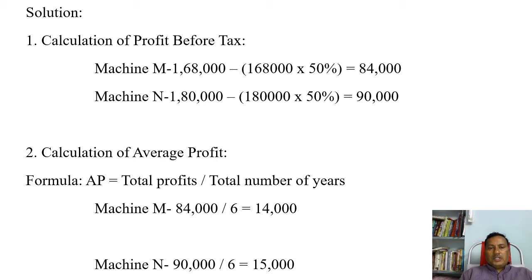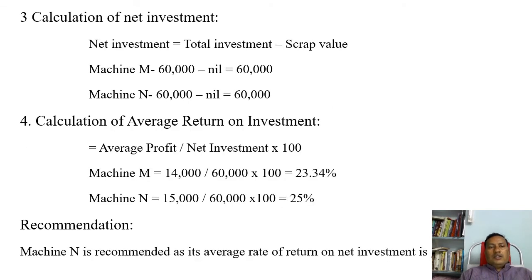Very simple calculations. Third step, you have to calculate net investment. Net investment is nothing but total investment minus scrap value. In this question there is no scrap value, so the cost of the asset itself is the net investment, and that is 60,000 for both machine A and B.